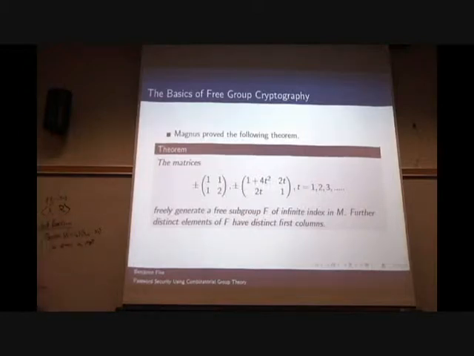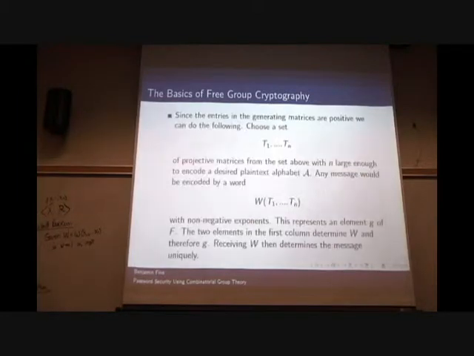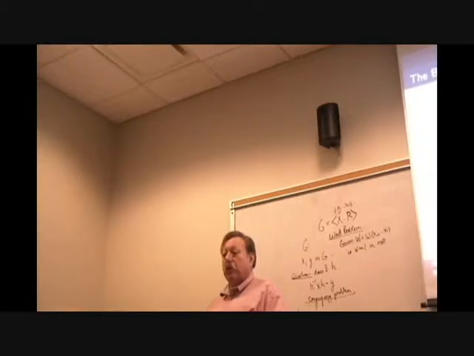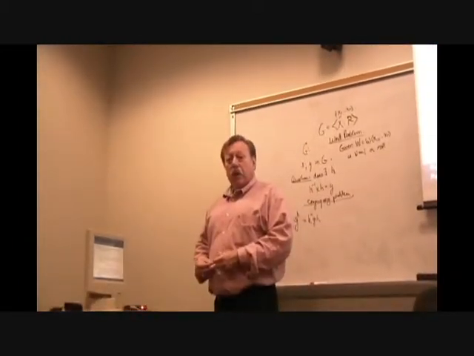So what he suggested was exactly what I said earlier: choose a bunch of things, do that, look at the first columns, and that gives you an encryption, which is unique.